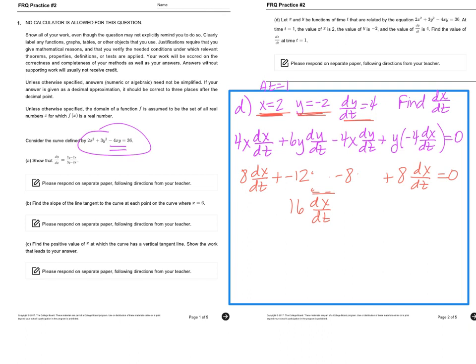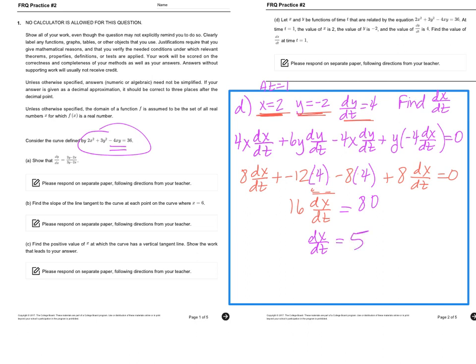So both of those, what was dy dt? 4. So 4 and 4. So I can have that number, what is that, -48 and -32. So if I pop that to the other side, 48 and 32 would be 80. So dx dt, I'm dividing by 16, would be 5.